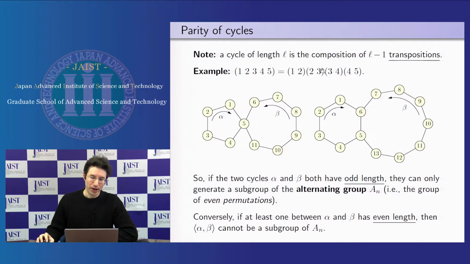First of all, let's consider parity. If we have a cycle of length L, then it's composed of L minus 1 transpositions. So if both cycles have odd length, then we can only form a subgroup of the alternating group An, which is the group of even permutations. We cannot generate any odd permutation. Conversely, if one of the cycles has even length, then we have an odd permutation. So the subgroup we generate is not a subgroup of An.